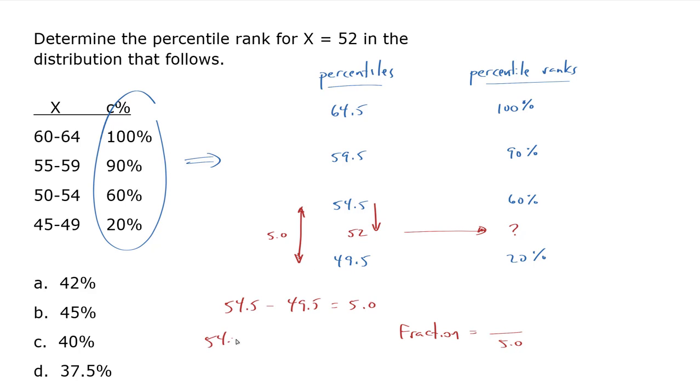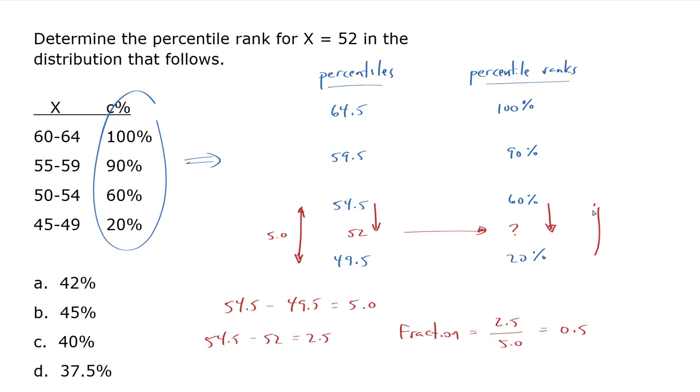So 54.5 minus 52 gives me 2.5. So is that right? Yes, that's right. So this is 2.5. That is the distance to get to 52 from the top of the interval. And 5.0, that is the distance to get all the way through the entire interval. This fraction ends up being 50%, or as it would appear in your calculator, 0.5. So that is the fraction of the way that we need to go from 54.5. We're going to take that same fraction and apply it here.